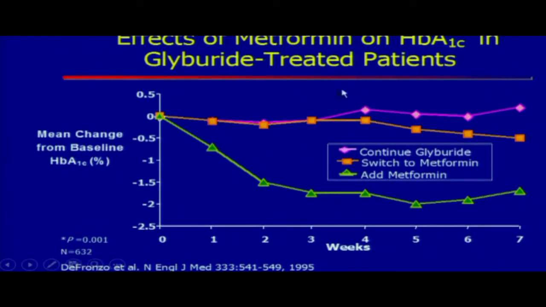So if you have patients, for example, on metformin, and you switch them to a sulfonylurea, nothing happens. The same thing, you can have a patient on a sulfonylurea, and as you put them on metformin, same hemoglobin A1C. The combination has dramatic effects because they have different mechanisms of action.